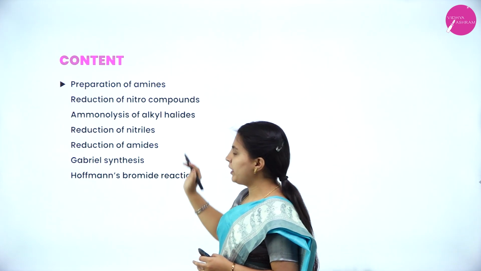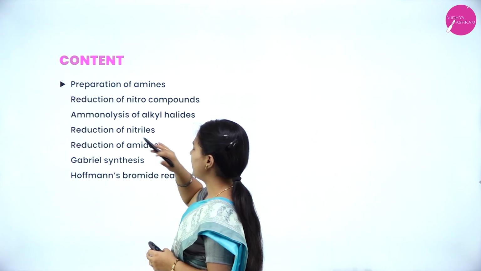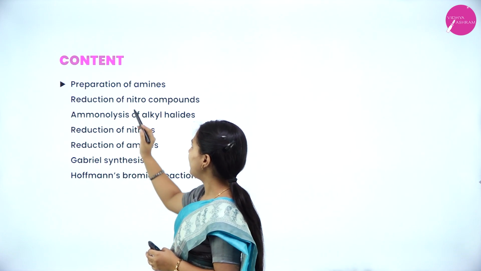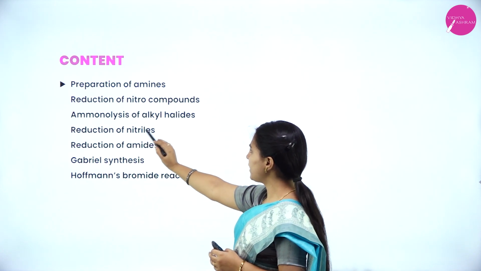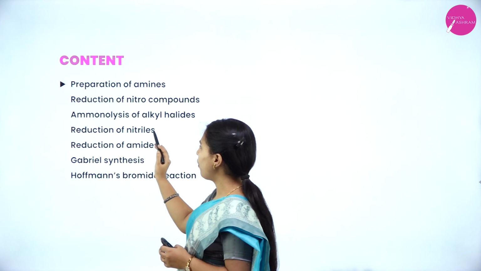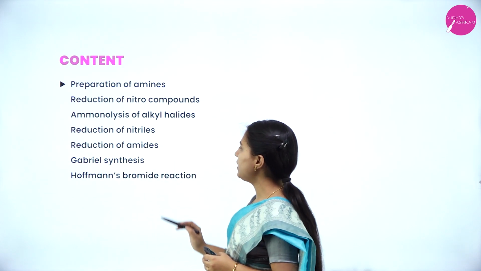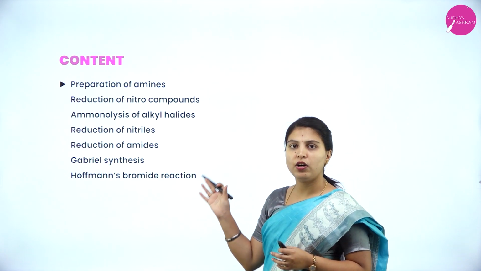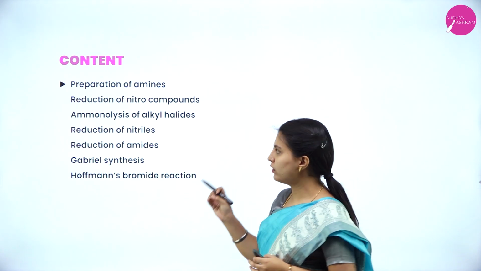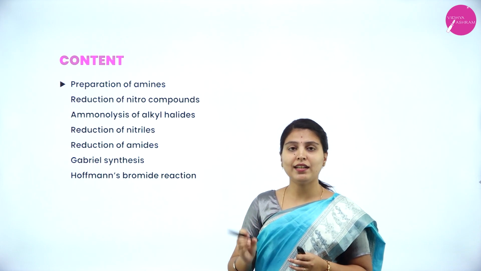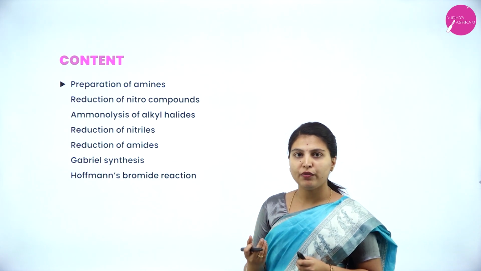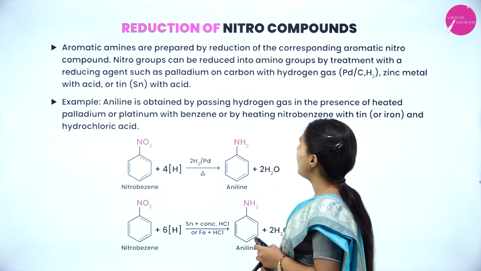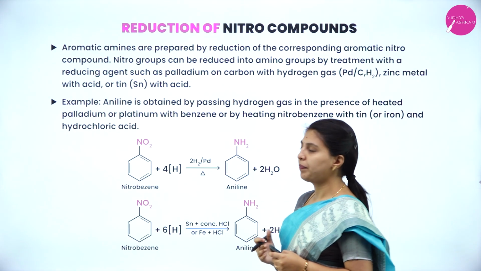There are so many methods to prepare amines. In that: reduction of nitro compounds, ammonolysis of alkyl halides, reduction of nitriles, reduction of amides, Gabriel synthesis, and Hoffmann bromamide reaction. These are all important reactions, and you also have to understand how amines will be manufactured or prepared through these methods. First one, reduction of nitro compounds.